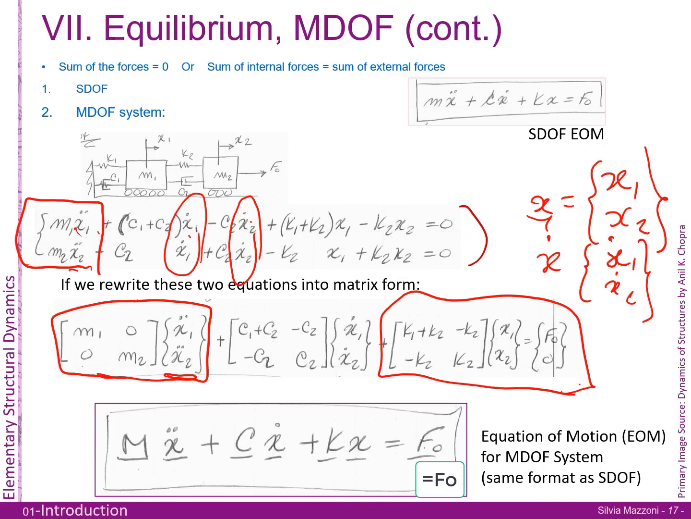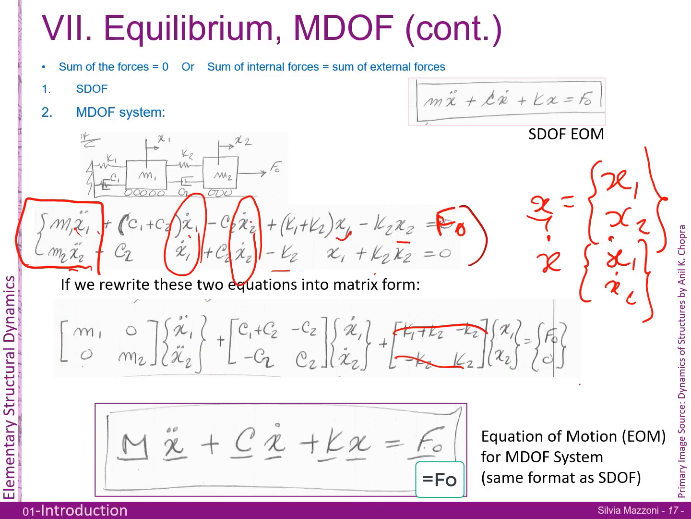But now we've got k1 plus k2 times x1 minus k2 times x2. So we've got k1 plus k2 and minus k2, so it's this row by this column. And then here we've got minus k2, so we've got this row times this column. And then F, one of these should have had F0. And so here I have a vector of F0 and 0. So there it is.